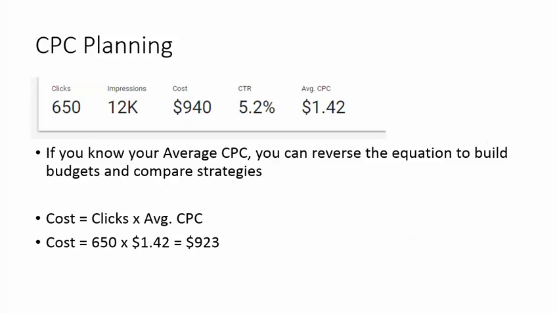Now, the big part about this is when you're buying a cost per action or a cost per click, you have to compare that to other things, and we use CPM or cost per thousand, and that will be our next video.